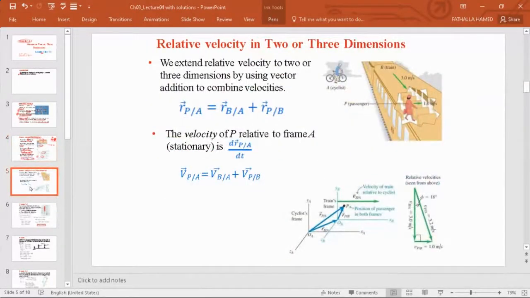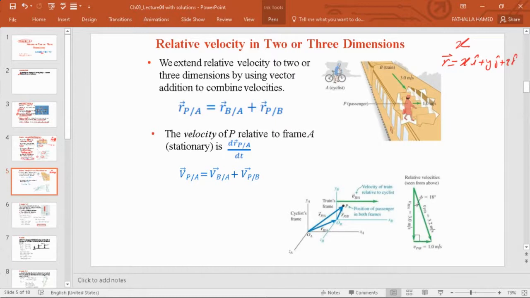Now we extend this, as we did in chapter 2, and we did that in 3 here. In chapter number 1, when we talked about position, we talked about x. But when we talked about position in 2 or 3 dimensions, we talked about an r, and we said that it's xi plus yj plus zk hat. So in this case, we're only talking about the one component. And here, now you have what? You have a position vector in 2 or 3 dimensions.